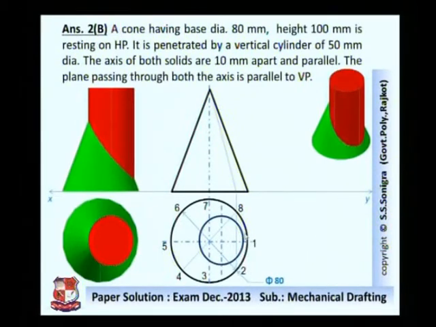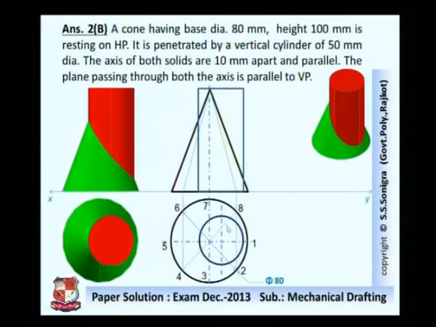Then take projections from all these divisions. From 2 and 8, one vertical line, join with apex point. From 4 and 6, take a projection line, join to the apex point. So these are the generators which are drawn in top view as well as in front view.